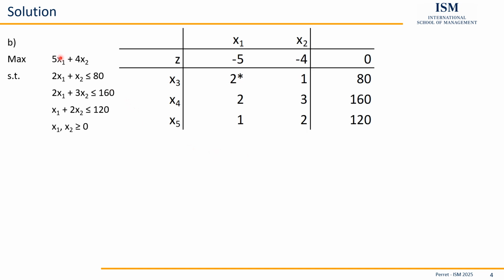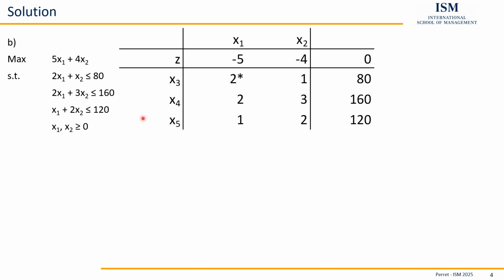For each of my decision variables, I'm going to add one column. And then, in addition, for the objective function, one row here. I call it Z for objective function. And for each of my three inequalities, I'm going to add one additional variable. So the x3 for the first, x4 for the second, and x5 for the third constraint.